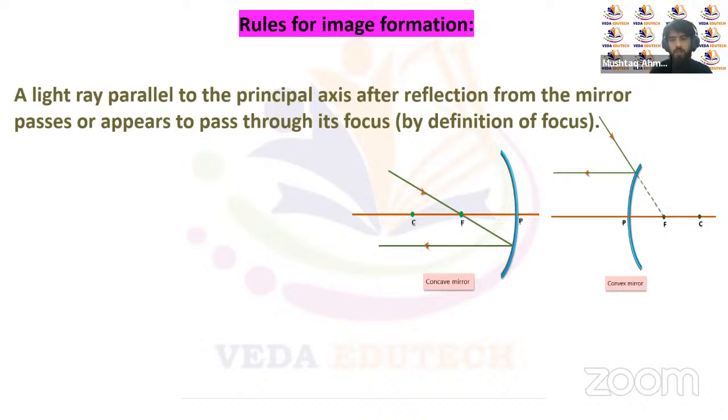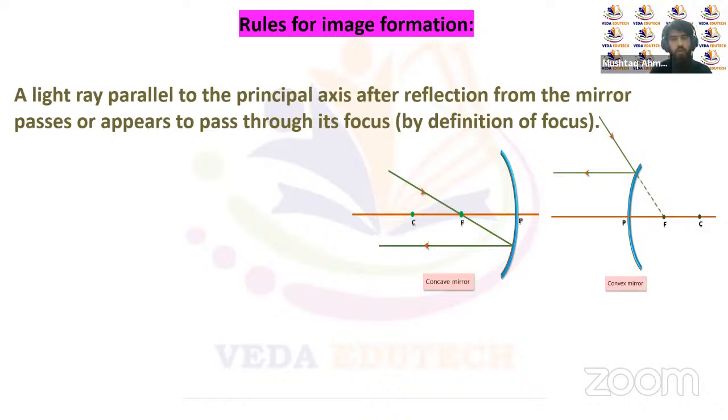It means that if we have a ray of light which is incident parallel to the principal axis, it will pass through the focus after reflection, right? Or in other words, if a ray of light passes through the focus, then it will appear to be parallel to the principal axis after reflection. So it will also follow the laws of reflection, and the normal will be drawn from the center of curvature of this spherical mirror. So the rule is that if a ray of light is parallel to the principal axis, after reflection it will pass through the focus. Or if a ray of light is passing through the focus, after reflection it will pass parallel to the principal axis.